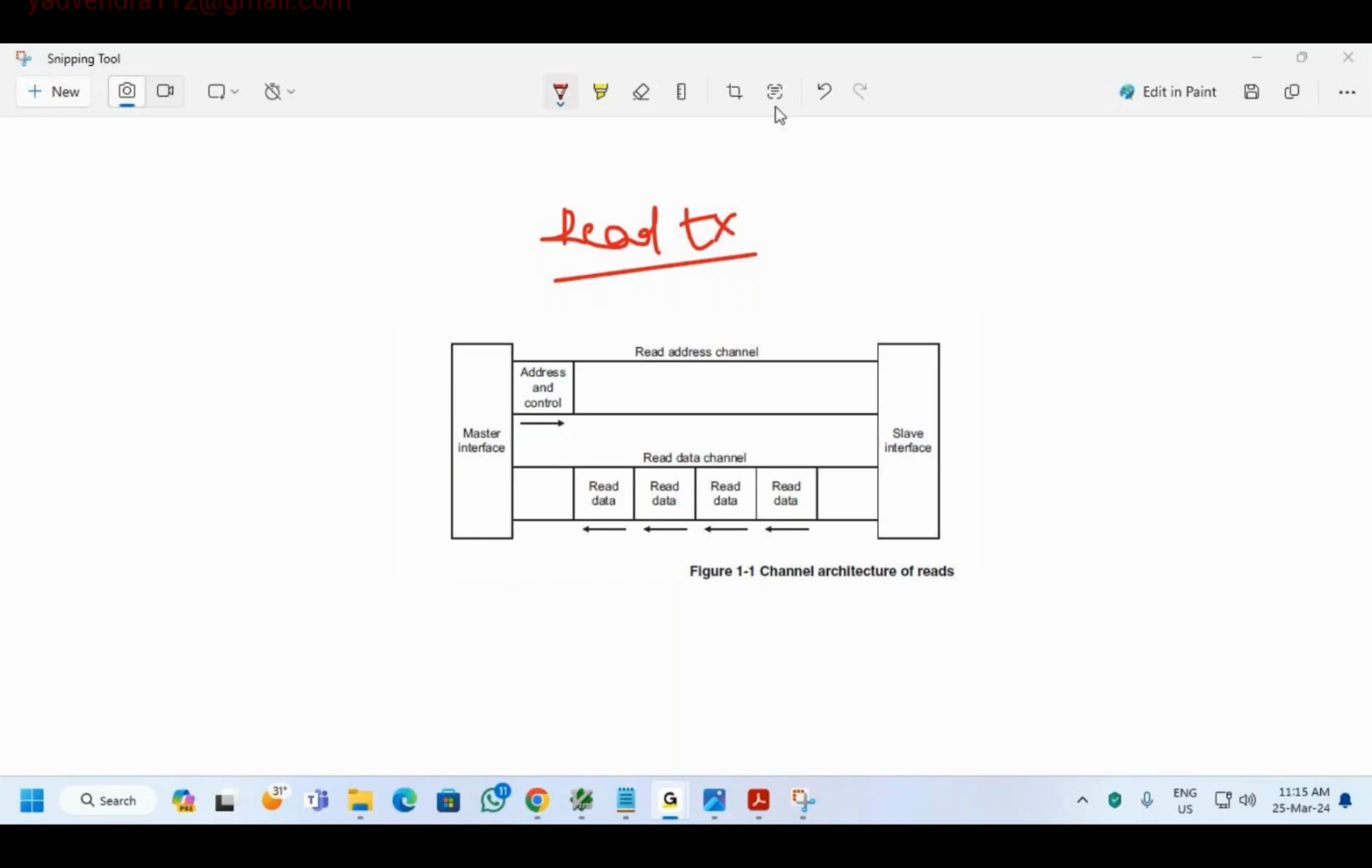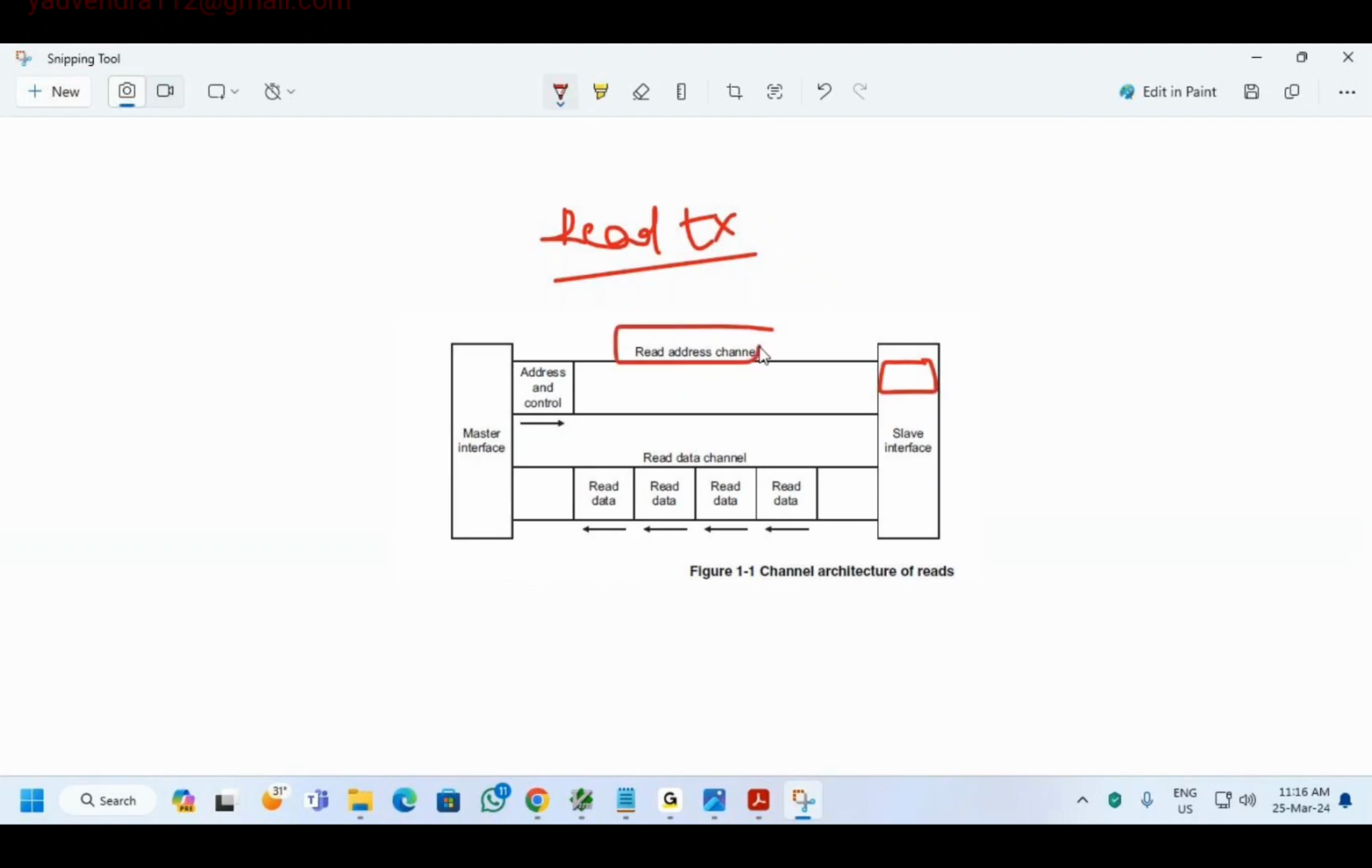Did everyone get this, guys? The address information is very important. For any transaction, address is very important. Remember this: based on the address only, everything is going to happen. So here, this is the read transaction. To read the content in the slave, the master needs to tell the address: at this particular address, whatever data is there, send it to me. That is what my master is telling.